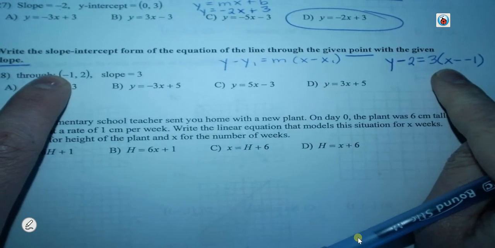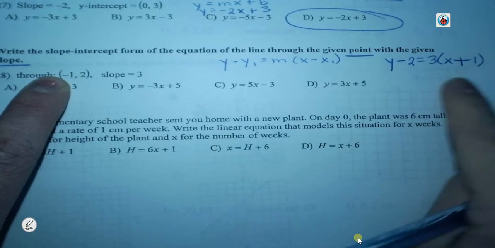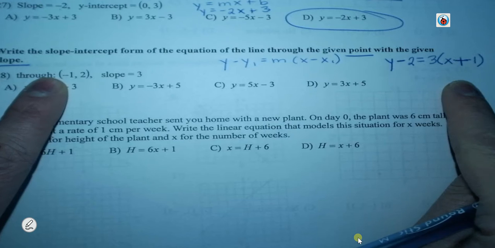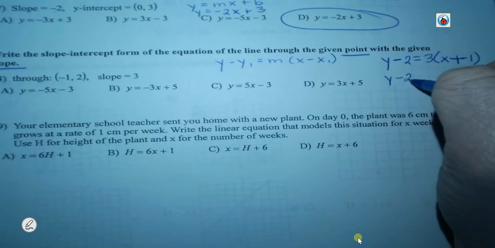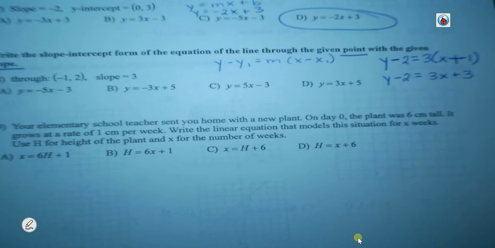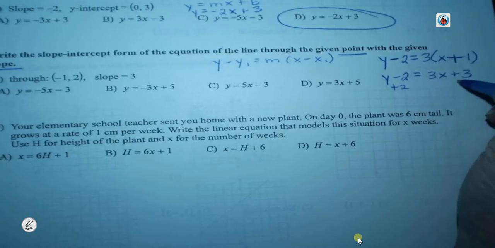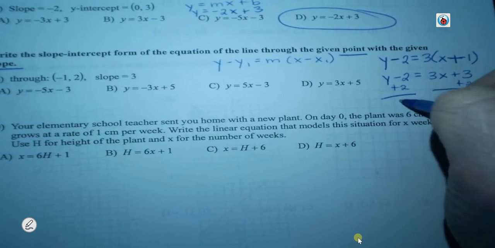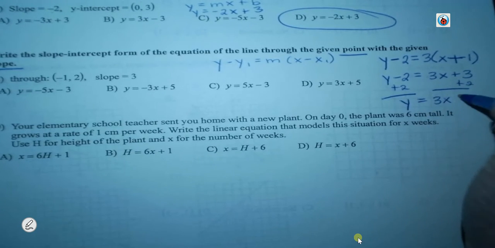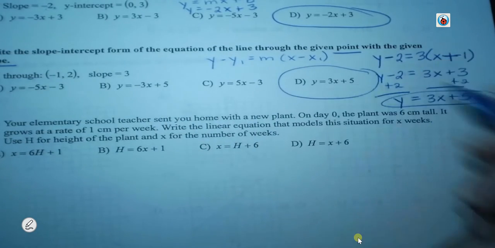And anytime you're subtracting a negative, that's really just adding. Now on the right, you need to distribute. So y minus 2 equals 3x plus 3. And then to finish solving for y, you need to add 2 to both sides. So you get y equals 3x plus 5. And if I match that up here, I can see that answer is D.